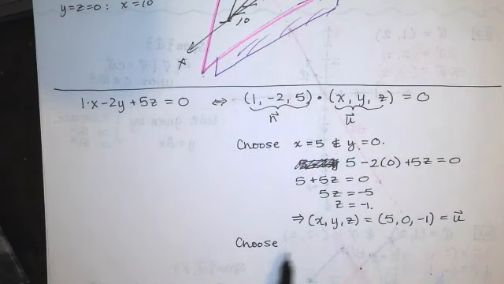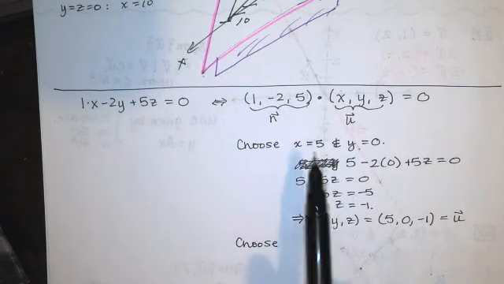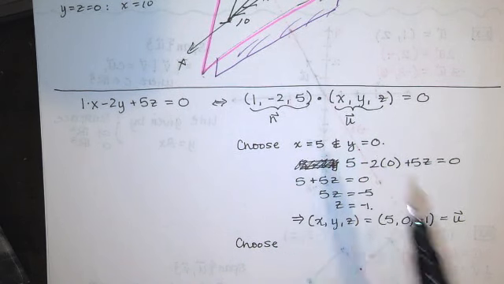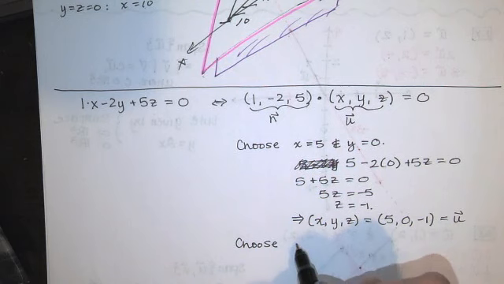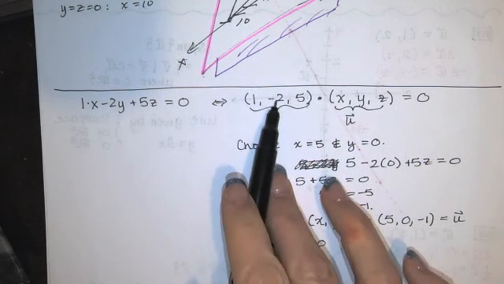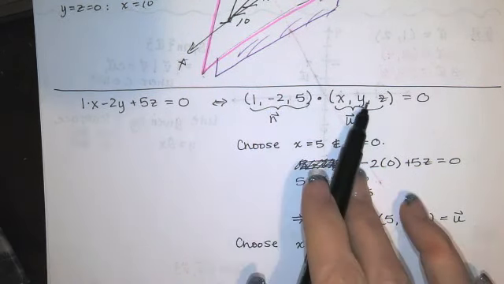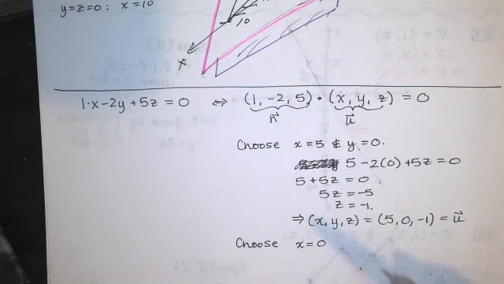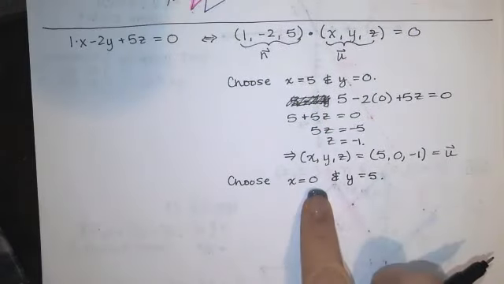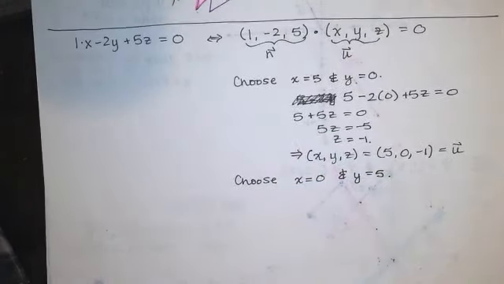In order for the second one to be linearly independent from the first, since I chose x equals 5 last time and y equals 0, it might be better to just choose x equals 0 this time. And then, since the coefficients of y and z are -2 and 5, I'll choose y to equal 5. Now I know that will give me a linearly independent vector. Watch, because see what happens.